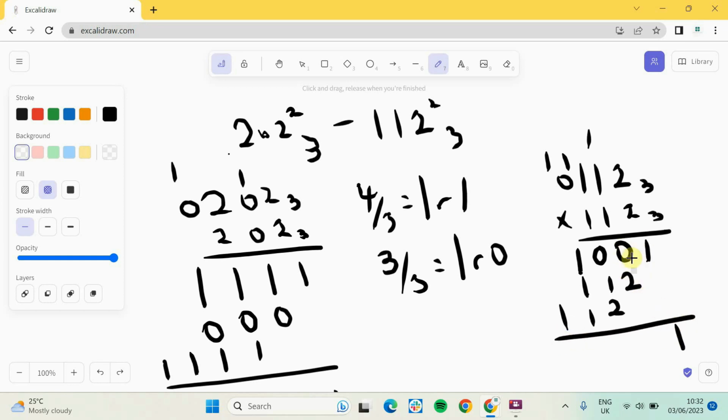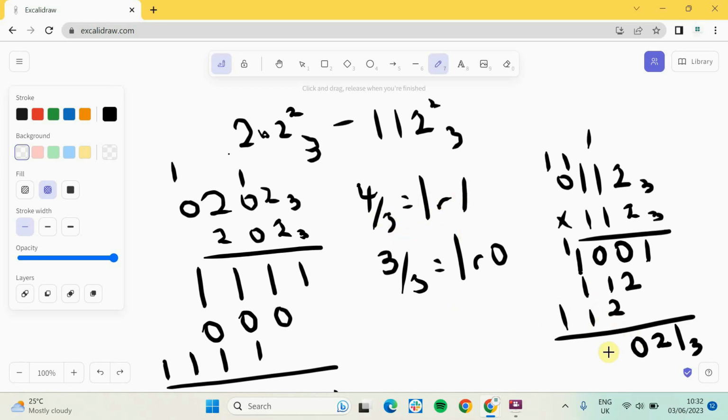This will come down. 0 plus 2 is 2. 0 plus 1 is 1, plus 2, that's 3. We've met the base that we're operating in, which is base 3, so we have to do this division. 3 divided by 3, that is 1 with the remainder of 0. So I'll drop the 0 and carry over the 1. 1 plus 1 is 2, plus 1, 3, plus 1 is 4. 4 divided by 3 is 1 with the remainder of 1.